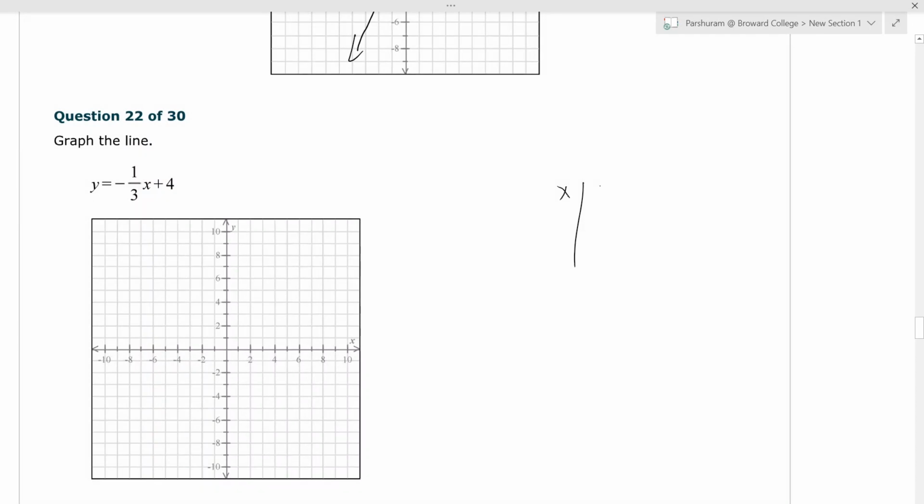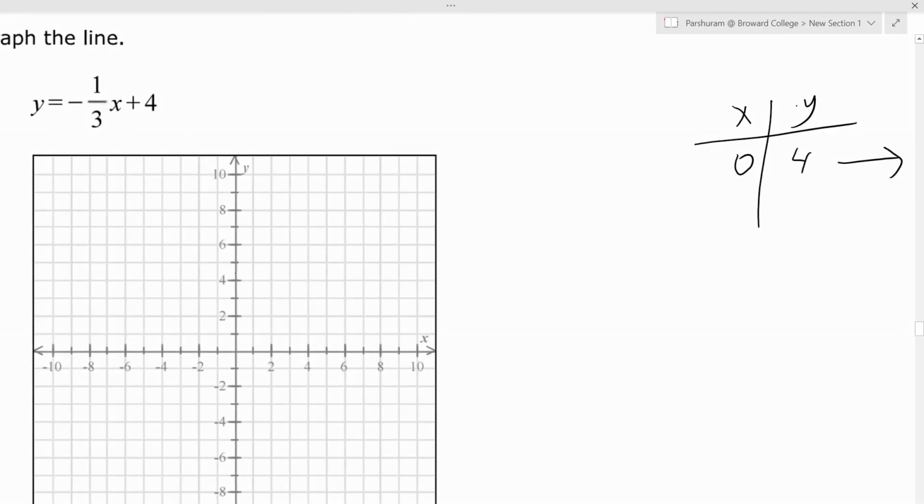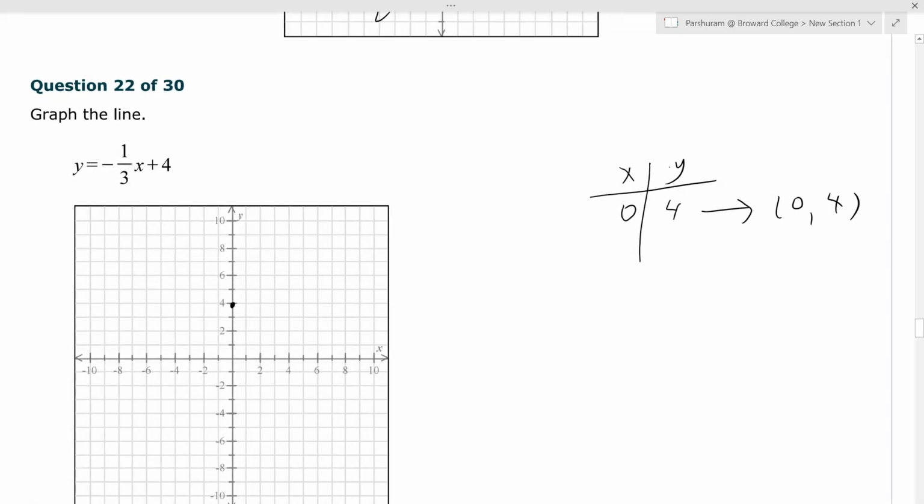So for example, here in this equation, this is slope intercept form. So I can find out the y-intercept. The y-intercept is basically when x is 0, the y value is 4, so the y-intercept is (0, 4). So plot the y-intercept first, (0, 4), which is somewhere here. Now to find the next point, either you can use this table method, or you can use the slope here. The slope in this case is negative 1/3.